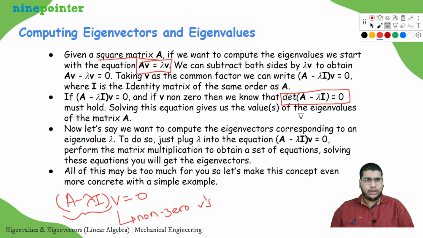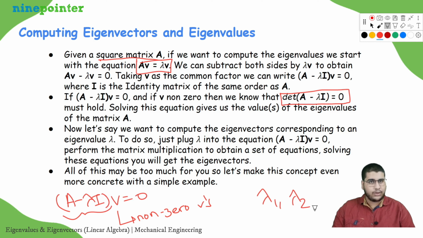And upon solving this equation, we will get the eigenvalues. Now, how to find the eigenvectors? Just plug in your computed lambda. Let's say that you found the roots of the eigenvalue equation were lambda 1 and lambda 2. You want to find the eigenvector corresponding to lambda 1. So you plug your lambda 1 into this equation.